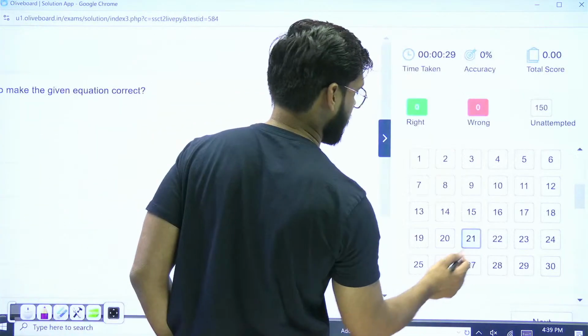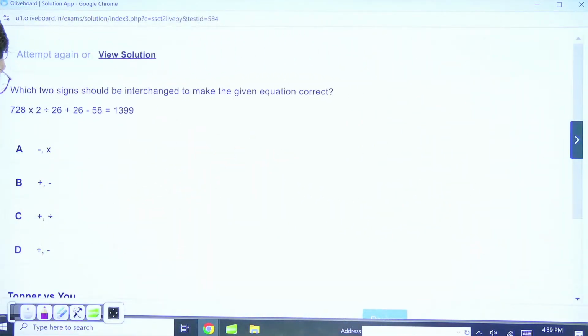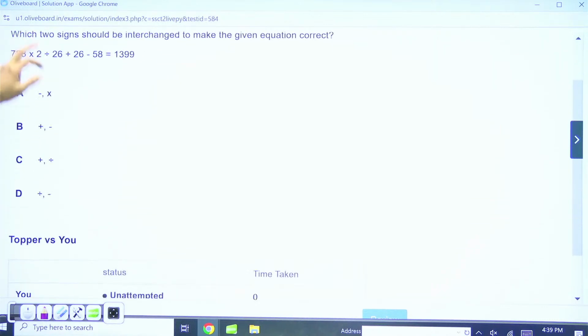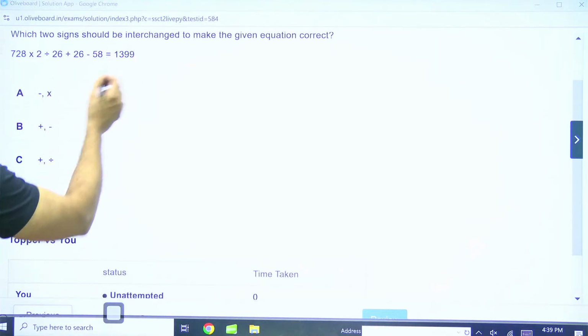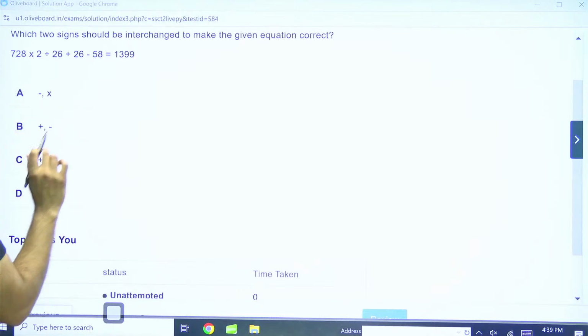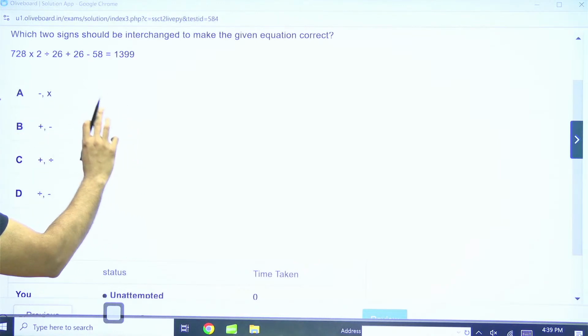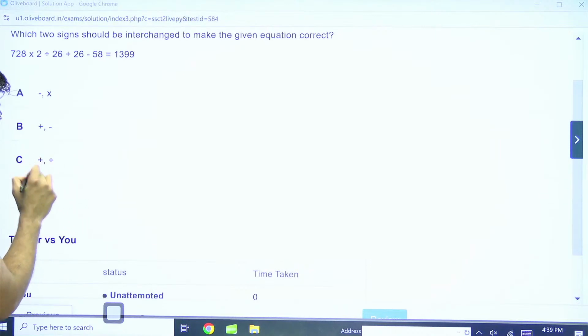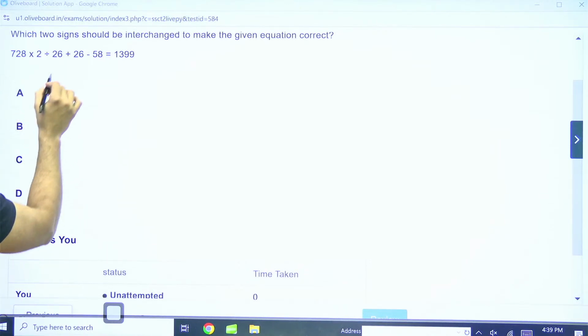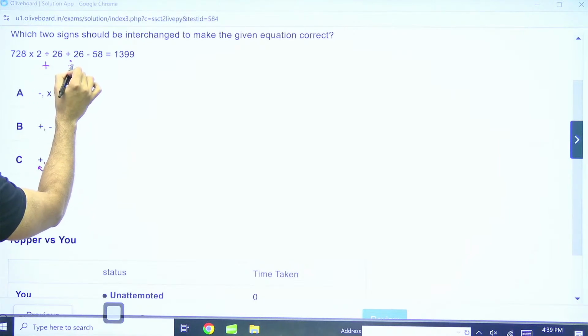Next, 21. 21 is from the mathematical operation again. Which two signs should be interchanged? We have to interchange the signs. Always choose the options which have a division part. Option C and D. Let's start with C and D. Plus and division should be interchanged. Plus should come over here, division should come over here.